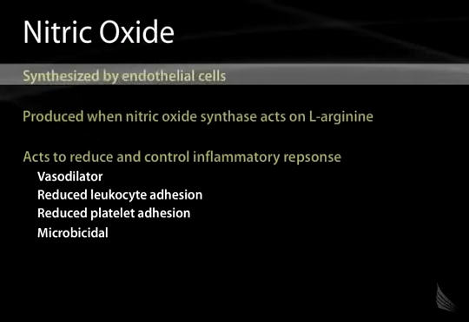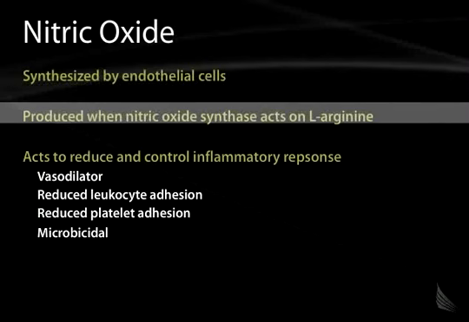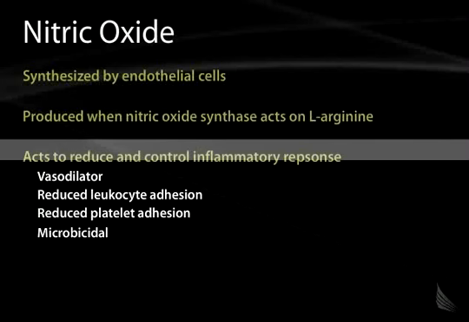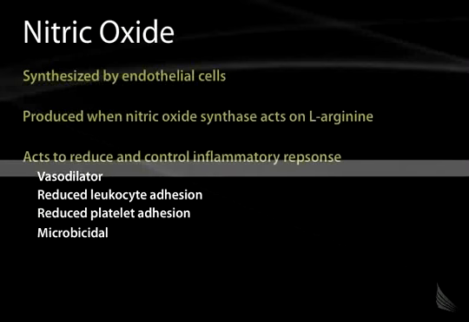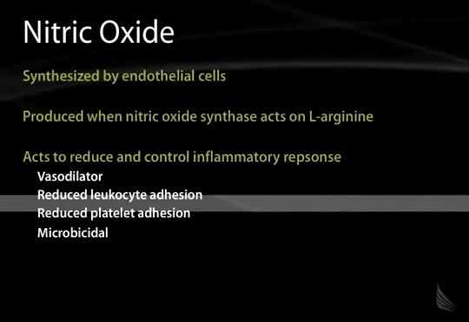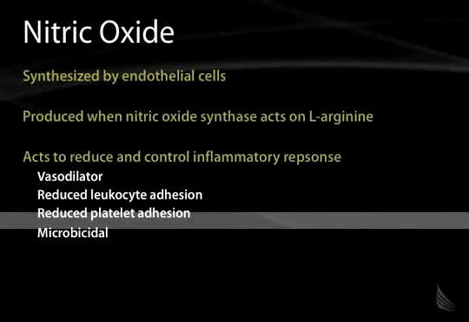Nitric oxide is a compound synthesized by endothelial cells. It's produced when nitric oxide synthase acts on L-arginine to produce NO. And it acts to reduce and control inflammatory responses. It causes vasodilation. It causes decreased adhesion of leukocytes, decreased adhesion of platelets, and it's also microbicidal, which means it can kill microbes.